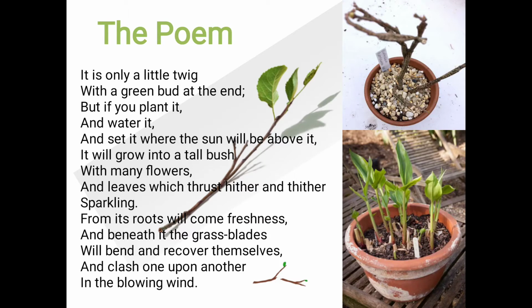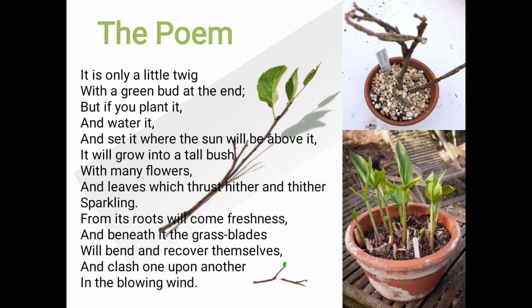So here we see that in the first part of the poem, we see the positive side. When we choose a right action, in this first part we see that it is only a little twig, and the poet is saying that if you plant that twig and water it and set it under the sun, it will grow into a tall bush. Okay, this is the positive side, right? It will grow with many flowers and leaves which thrust hither and thither.